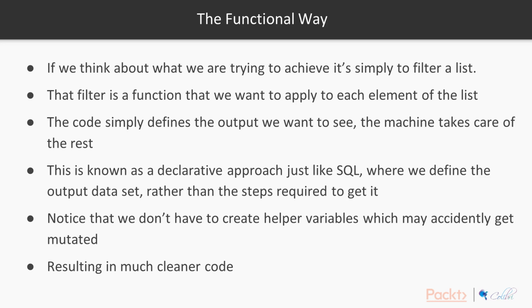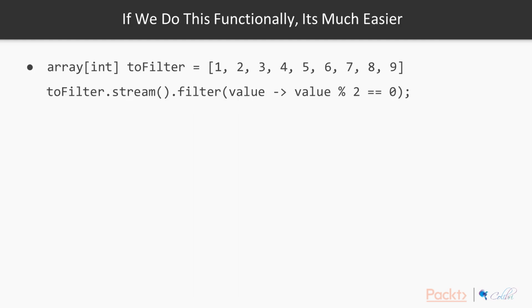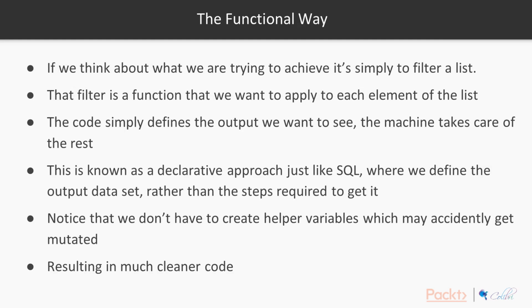And notice that we don't have to create helper variables which might accidentally get mutated. So in the previous example, we essentially created a helper variable here, an even array, which we're mutating. So this is exactly what I said previously we would try and avoid. Whereas here, there's no mutation of data, there's no updating of arrays. All we do is we filter our list. So this doesn't get mutated at all, this stays the same. If we want to retrieve the value of this, we just collect it into a new list. And of course the result of this is much cleaner code.